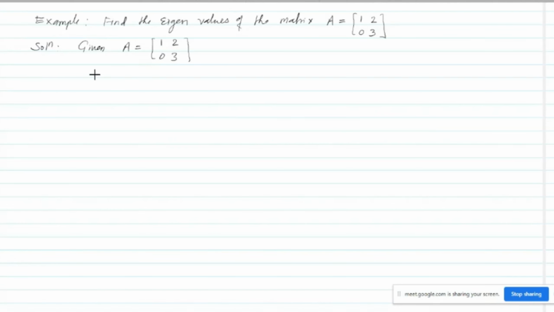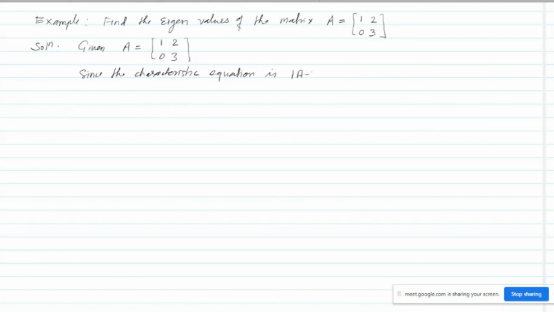Okay, so know that the characteristic equation. Since the characteristic equation is what?